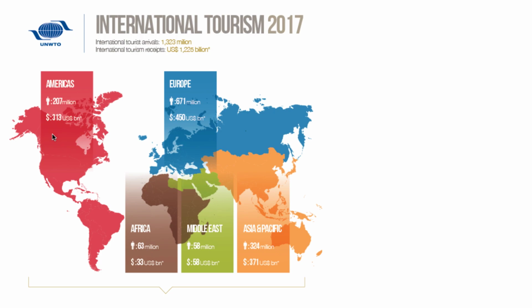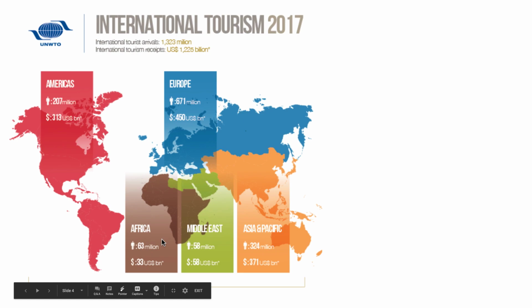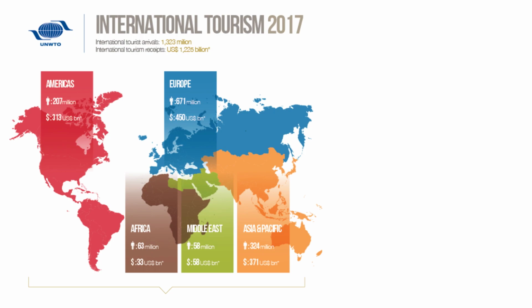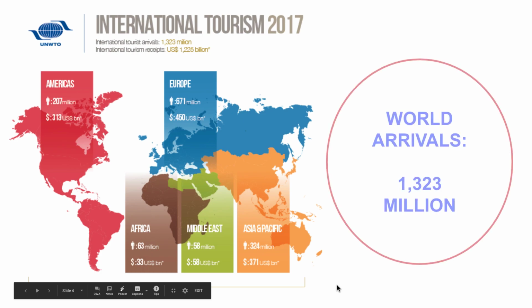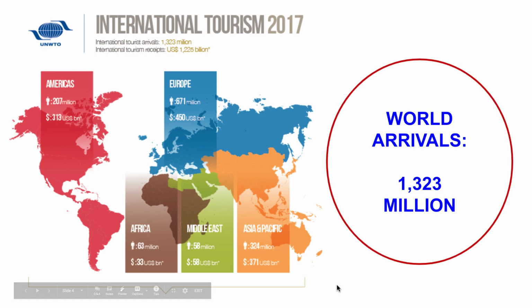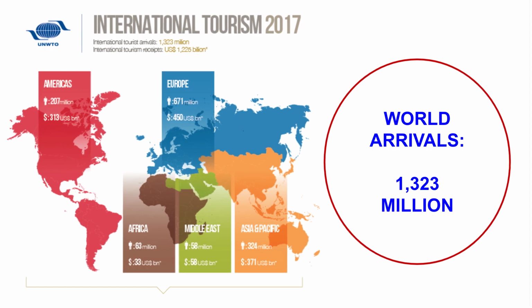And the fourth is Africa, having 623 million tourist arrivals with 33 billion US dollars receipts. And last but not the least, an emerging destination or an emerging region, is the Middle East, having 58 million in tourist arrivals and 58 billion US dollars in tourism receipts. So the world arrivals has a total of 1,323 million.